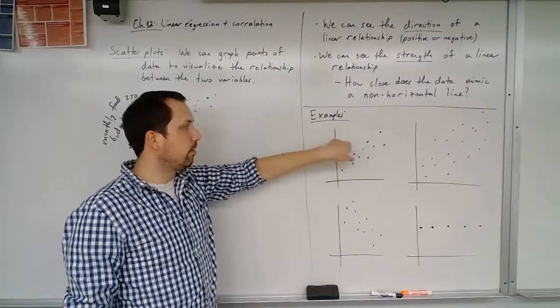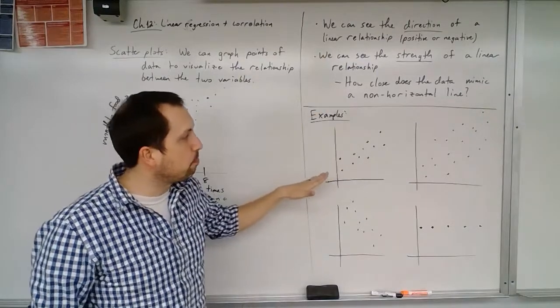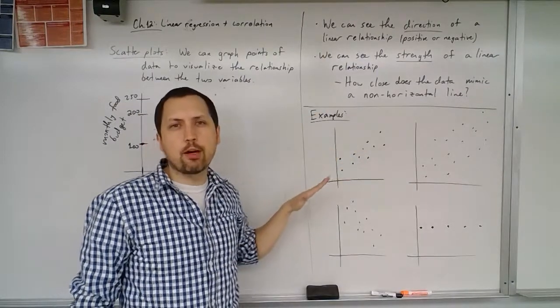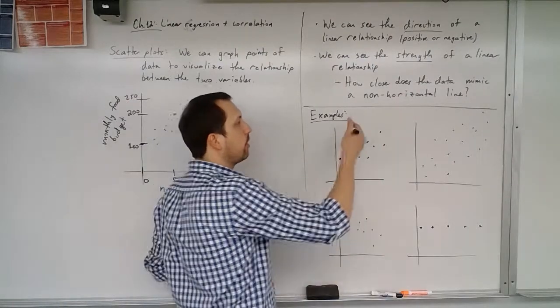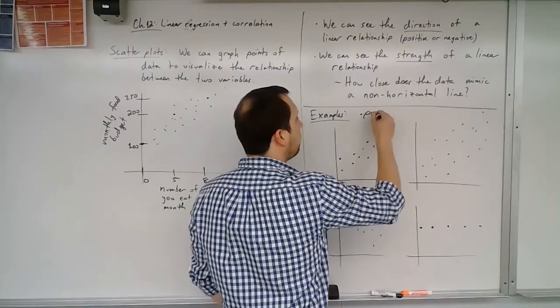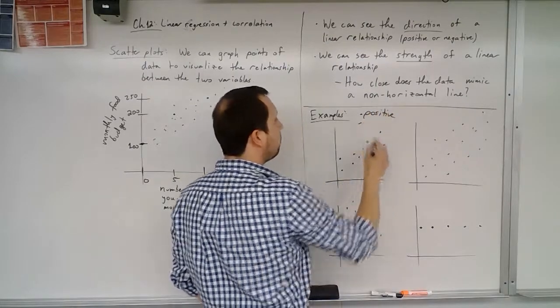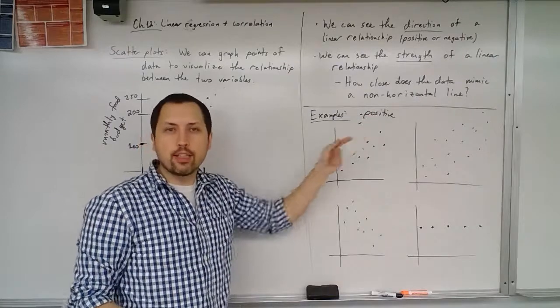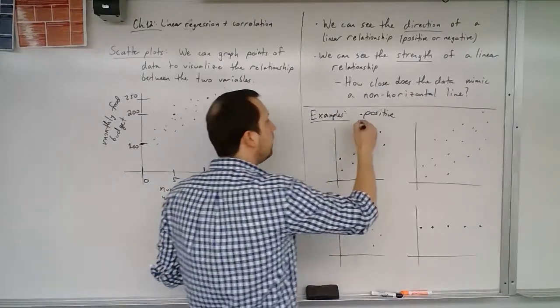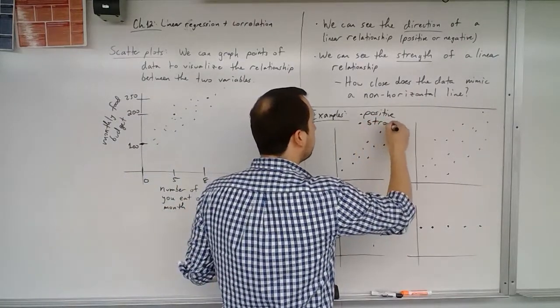So in this example, we see that there's this positive relationship. If you think about drawing a line here, there would be a positive slope. So as one increases, the other one increases. So this would be an example of a positive relationship. And is it strong or is it weak? Well, this would be a fairly strong one because it's pretty close to a line. So this would be strong.